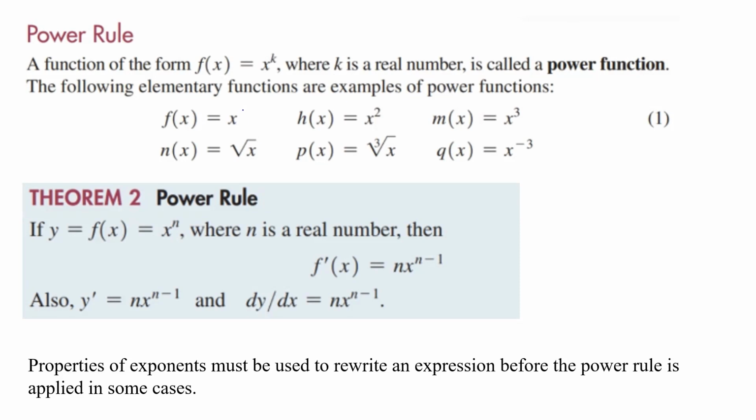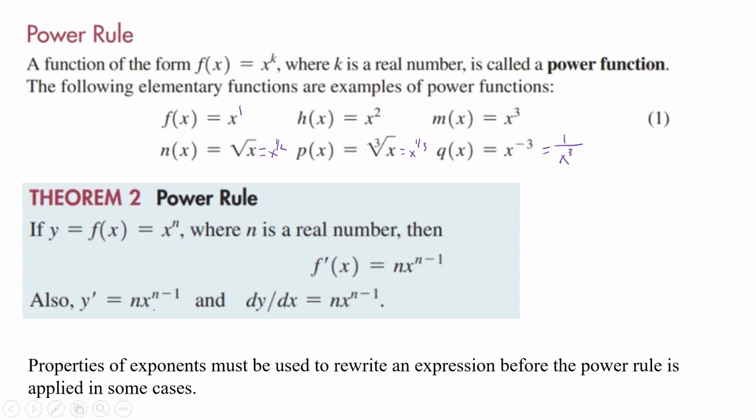So here you have x, and if you think about it, that's x to the 1. Here we have x squared, x cubed, and this is the square root of x. Well, think about that as x to the 1/2. Here we have the cube root of x. Well, that's x to the 1/3. And then we have x to the -3. And sometimes you'll start with x to the third in the denominator, and you rewrite it into this. So then you can actually use this power rule, which we're going to see here in theorem 2.